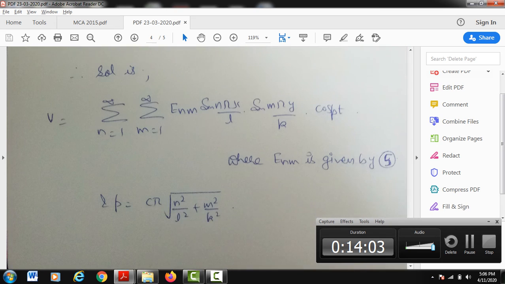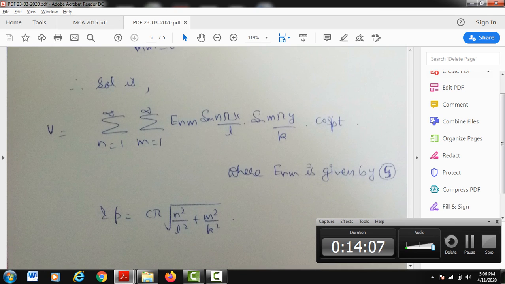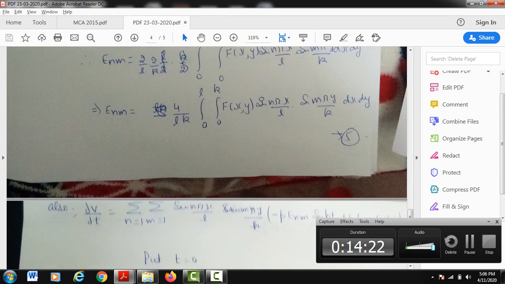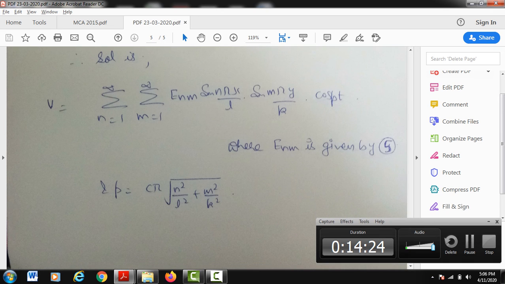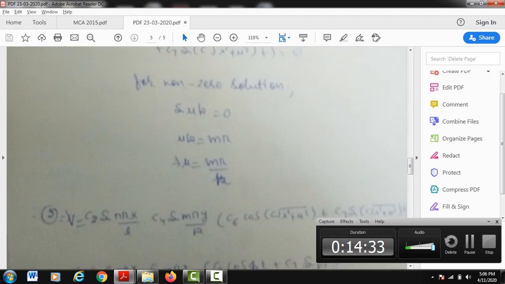These things I have mentioned at the last. The solution is given by sigma n varies from 1 to infinity, sigma m varies from 1 to infinity, E n m sin n pi x over L, sin m pi y over k, cos pt, as f n m is 0. And E n m is given by equation number 5, which I have written above. You can see, students, from here. And lastly, p is equal to c times under root n square over L square plus m square over k square. Okay, students, so this completes the derivation of the two-dimensional wave equation.